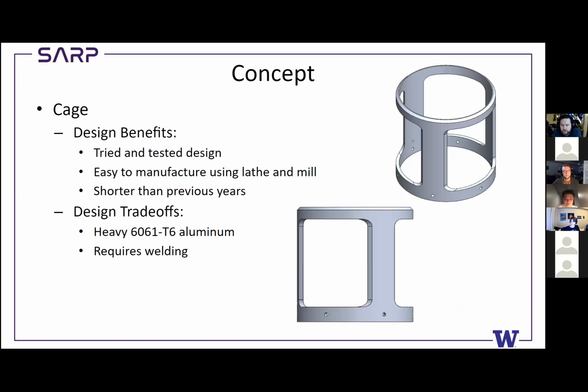Next is the cage, which integrates with the bulkhead. The design benefits here, it's tried and tested. Again, we've won competitions with this design. We've already almost finished manufacturing it, and it's really easy to manufacture. It's just a lathe feature, and then you put it over onto the mill and you put those holes in it. And then one other benefit is it's a bit shorter than previous years, so it can handle buckling a little bit better, and in turn we could save a bit more weight.